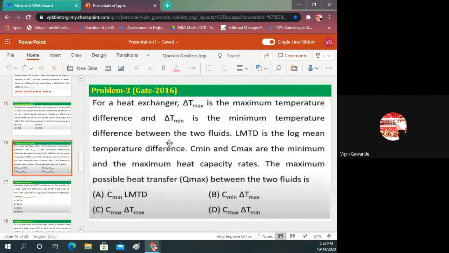Now this is a very simple problem. For a heat exchanger, delta T max is the maximum temperature difference and delta T min is the minimum temperature difference between the two fluids. LMTD is the log mean temperature difference. C min and C max are the minimum and the maximum heat capacity rates. We have to calculate Q max, the maximum possible heat transfer between the two fluids.